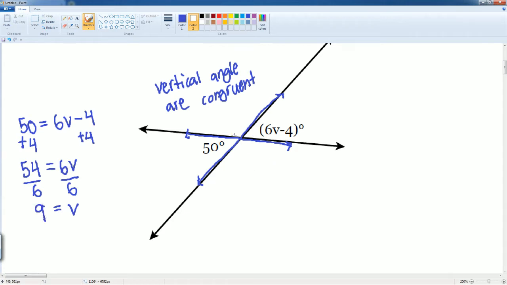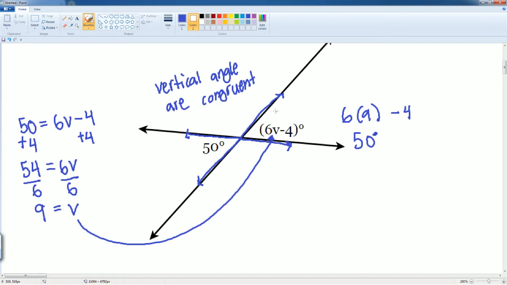If you want to double check and plug it in here, plug the v back in, you're going to see. So 6, plug in the v, which is 9, minus 4. So 6 times 9 minus 4, that gets me 50 degrees. So that makes sense. This does have to be equal to 50 degrees, okay? Because these two are congruent because they are vertical angles. So let's plug it in and see.